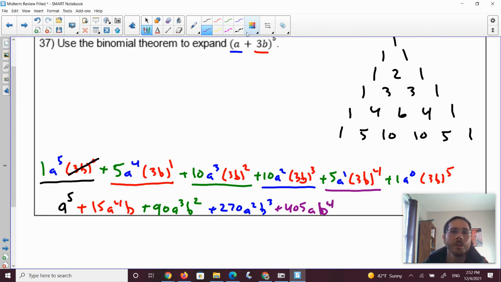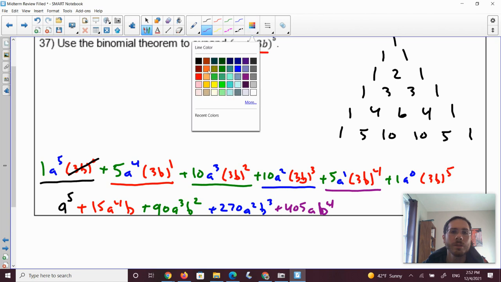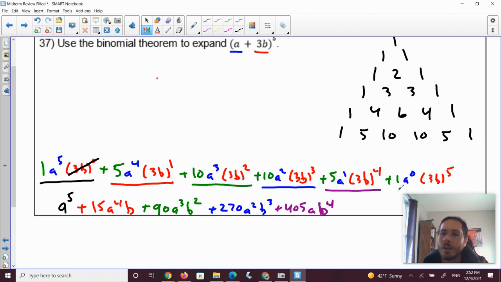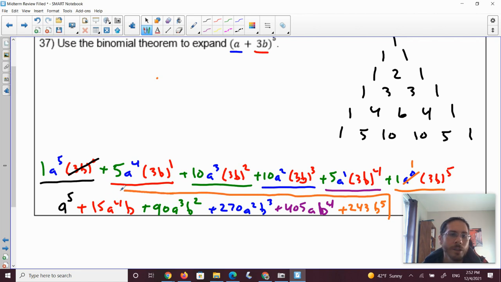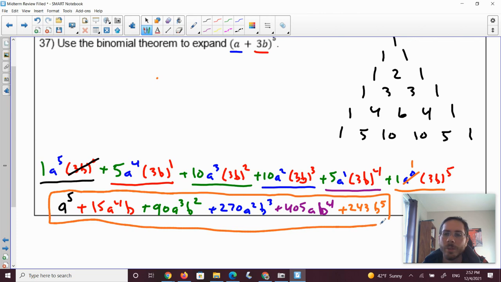All right, I need one more color at the end. I'll take this orange one. Again, we've got a to the 0, which is just going to be 1. So that's a 1. So 3 to the 5th power, that'd be 81 times 3, or 243. And then b to the 5th power. And I just snuck it in there before I hit myself with the picture. Really long answer, but that is the answer.